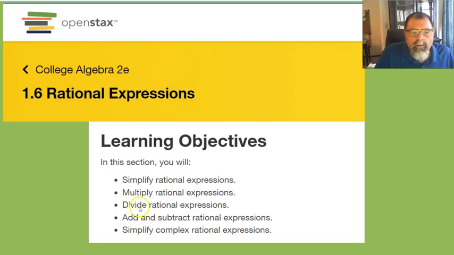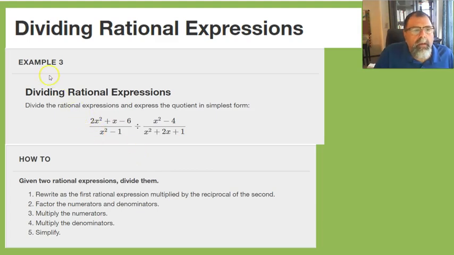All right, on to dividing rational expressions. All right, let's look at example 3, dividing rational expressions. Divide the rational expressions and express the quotient in simplest form. So the process, you're going to rewrite the first rational expression multiplied by the reciprocal. So this basically just comes from the dividing fractions rule. If I were to divide 2 fractions, you're going to multiply by the reciprocal. So that's our first step.